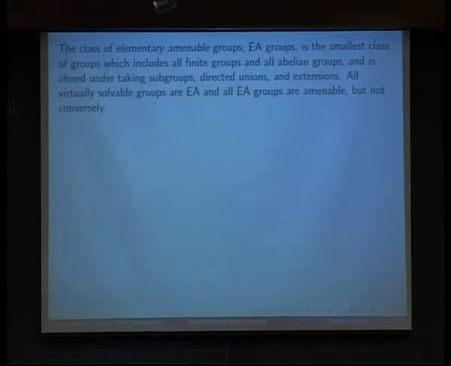The class of elementary amenable groups, abbreviated to EA groups, is the smallest class of groups which includes all finite groups and all abelian groups, and is closed under taking subgroups, directed unions, and extensions. This class is close to being the virtually solvable groups, or quite close to being the groups which don't contain a non-abelian free subgroup. So all virtually solvable groups are elementary amenable, and all elementary amenable groups are amenable.